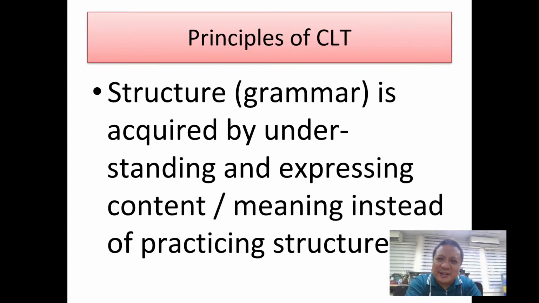You see, class, language and language learning are both counterintuitive. The things that you think would help you learn a language may not actually help you learn a language, just like in behaviorism and audiolingualism, where everybody tried to imitate other people, but they ended up not learning much because they focus on the form. But in CLT, you do not focus on the form, you focus on the meaning. And when that happens, structure is acquired.